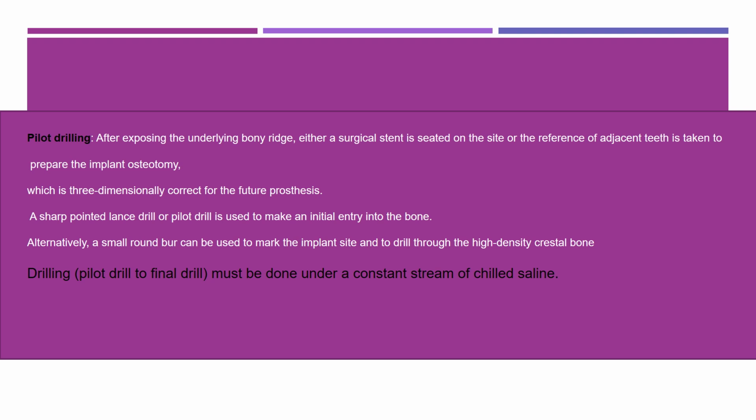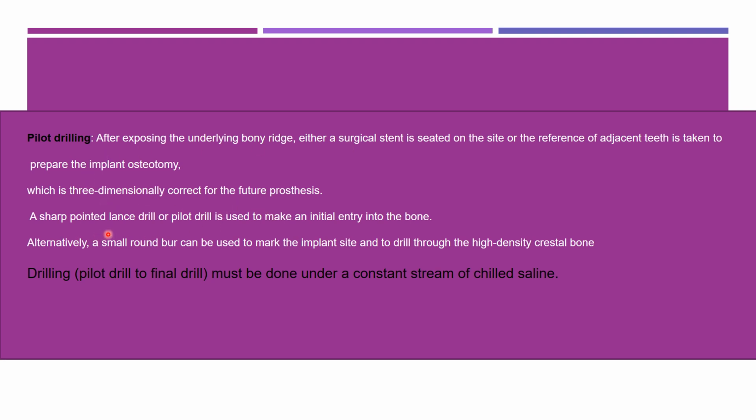After exposing the underlying bony ridge, either a surgical stent on the site or the reference of the adjacent teeth is taken to prepare the implant osteotomy. So the surgical stent can be used. If you are a beginner with implant placement, you can always depend on surgical stents, which will be three-dimensionally correct for the future processes.